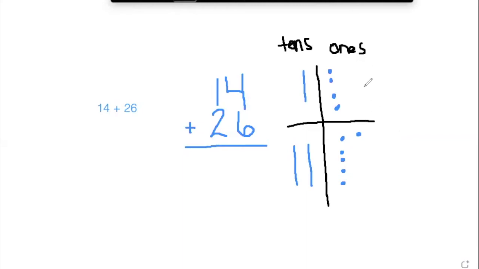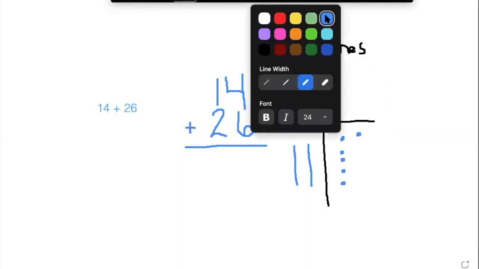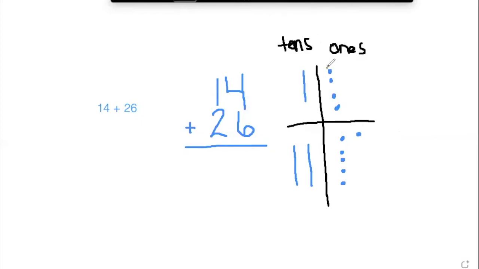Hey, that's another group of 10. So what I'm going to do is I'm going to cross these out and I'm going to make one more group of 10 over here on the side. Let's count up how many 10s we have now. I have 1 group, 2 groups, 3 groups, and 4 groups. 1, 2, 3, 4. So 14 plus 26 will give me 40.